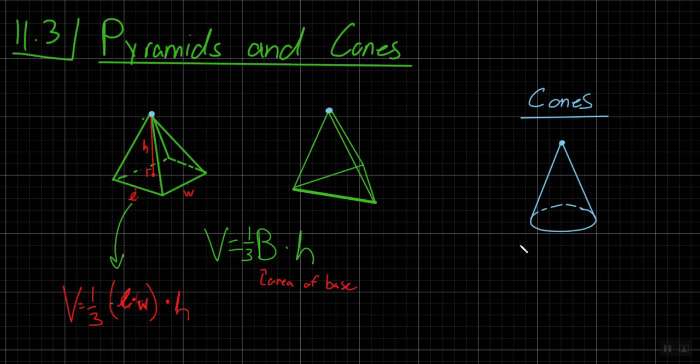Okay. Again, my volume for this one is volume equals 1/3 base times height. So, what is my base? It's a circle. What is the area formula for a circle?